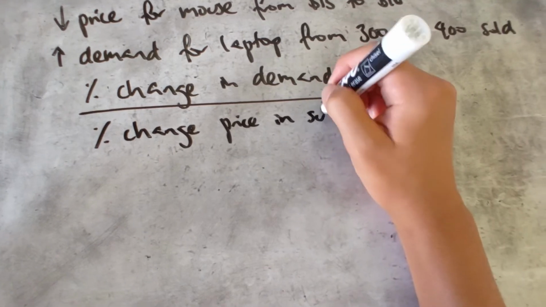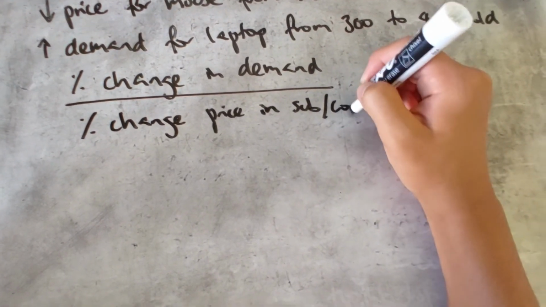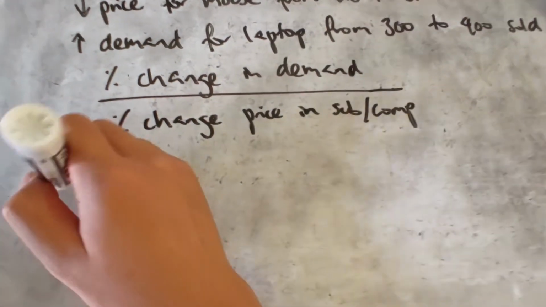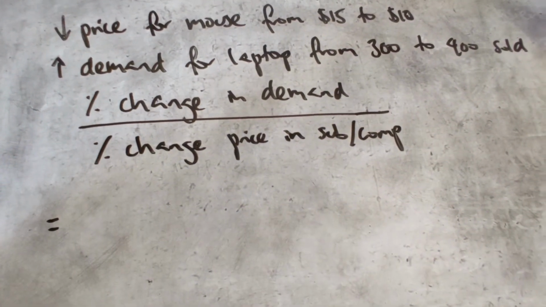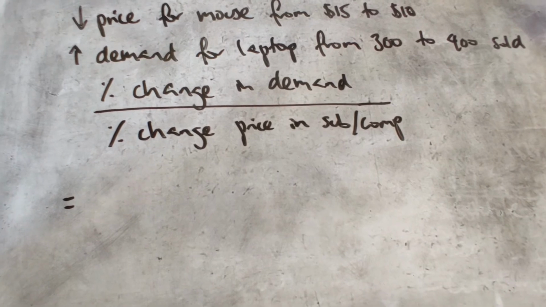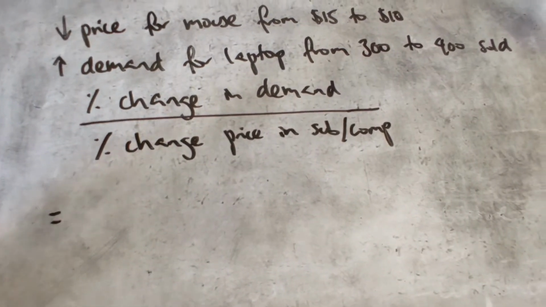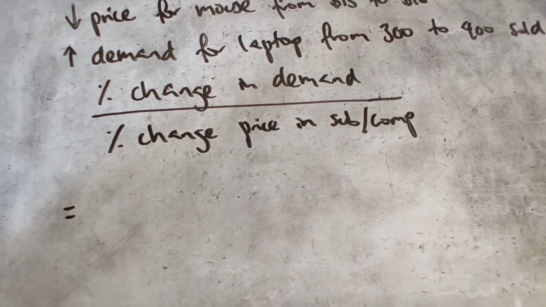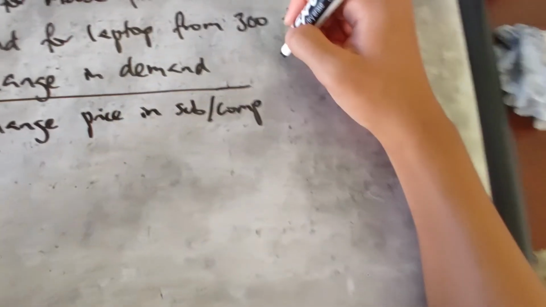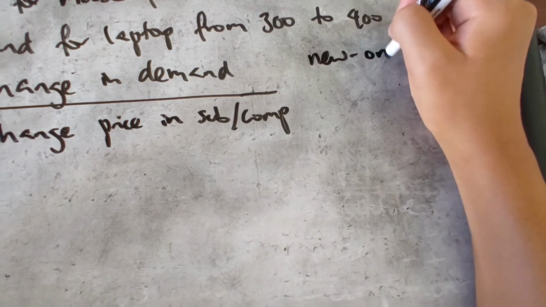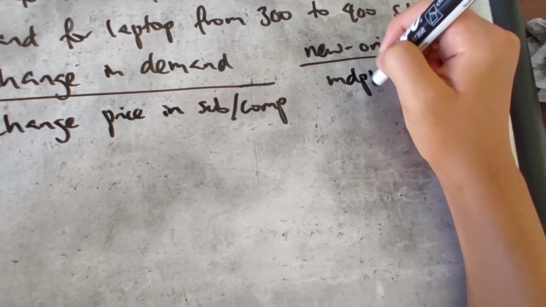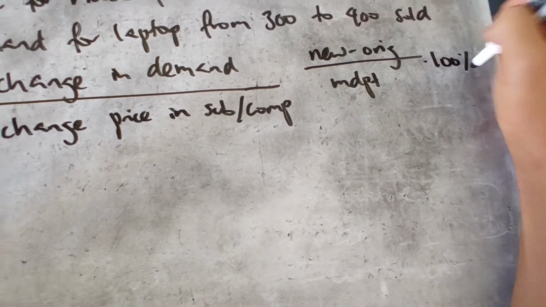It could be a substitute or a complement. I'm just gonna abbreviate it here. Before we start this, let's find the percent change in demand. So using the formula, I'll write over here: new minus original over midpoint times 100%.